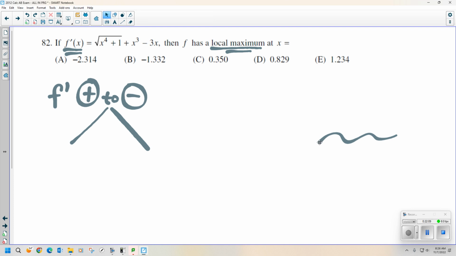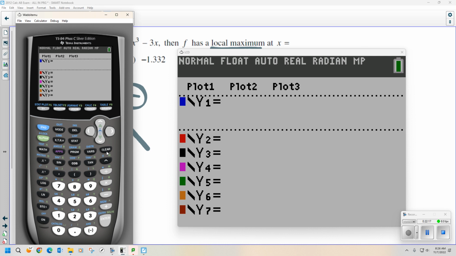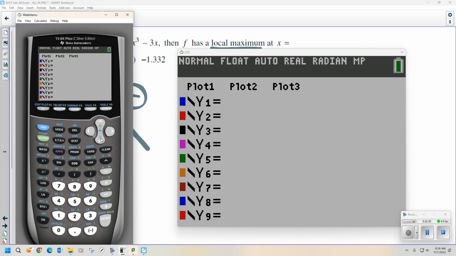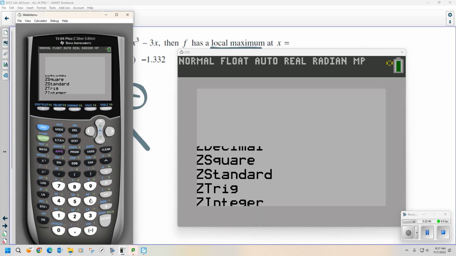Well, let's graph this first. So let's bring up our calculator again. Let's go to y equals. I love all these colors. You know what? I'm going to use green. It's my favorite color. Square root of x to the fourth plus 1. Pop out of that square root, then add x cubed. Pop off of that exponent, minus 3x. You would be surprised at the number of students that get this wrong because they're not popping out of functions. All right? And let's go zoom. Let's make it a standard 10 by 10 window.